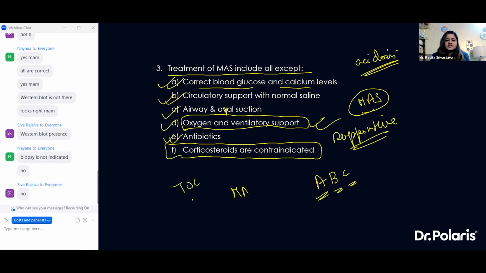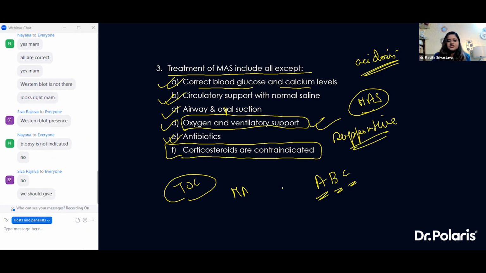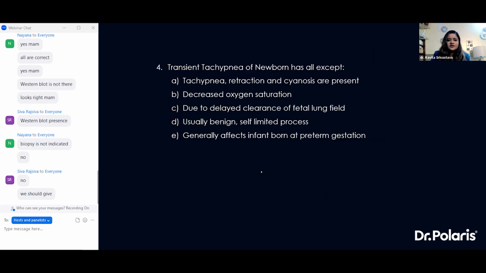What is the treatment of choice for the chemical pneumonitis part that happens inside meconium aspiration syndrome? Should we give corticosteroids or should we not give steroids? Yes, very good. We should give steroids. So steroid giving is one of the mainstays of the treatment. So it is not contraindicated. It is in fact suggested to give corticosteroids so that we can decrease the inflammation that has happened in the airway. Okay, so next important question from respiratory distress.